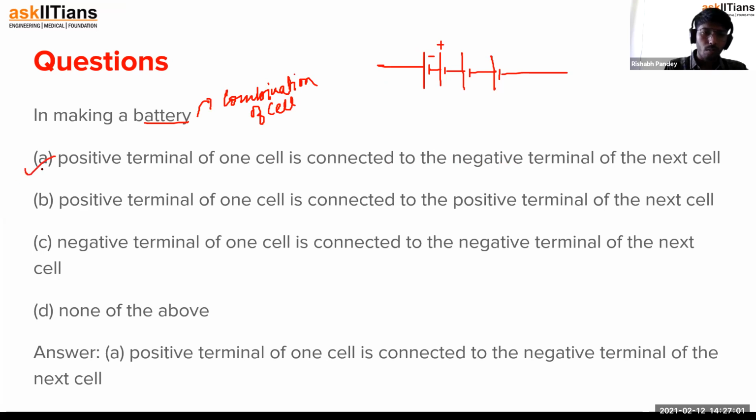If I move to the other options, the positive terminal of one cell connected to the positive terminal of the next cell: is there any connection between positive and positive? No. Positive is never connected with positive, so this is absolutely not possible. Negative terminal of one cell connected to negative terminal of the next cell: again, negatives are not combined. And none of the above is wrong. Obviously, option A is the correct answer.